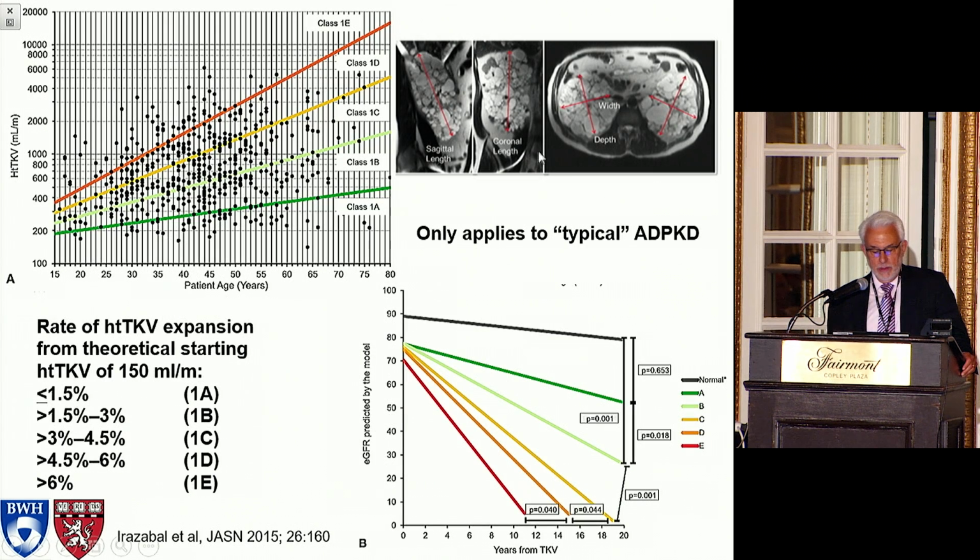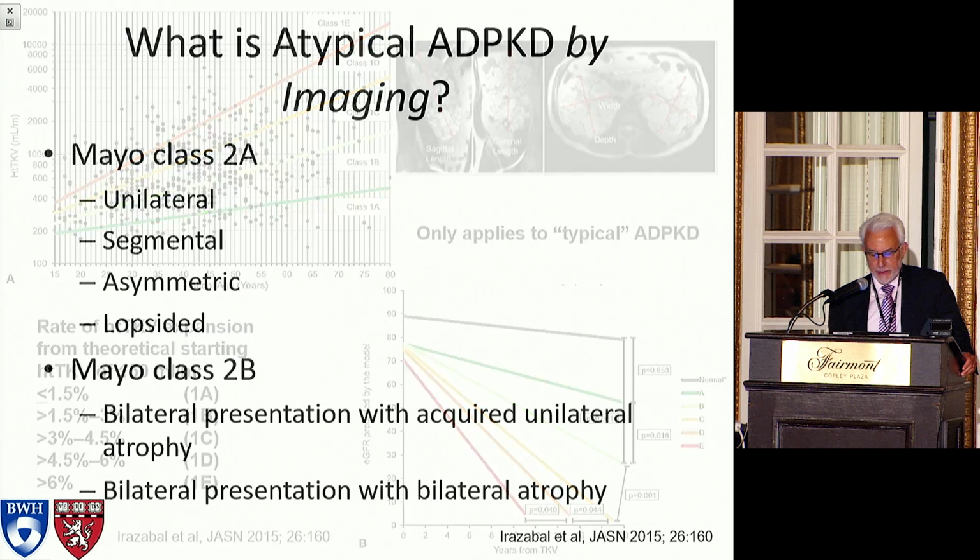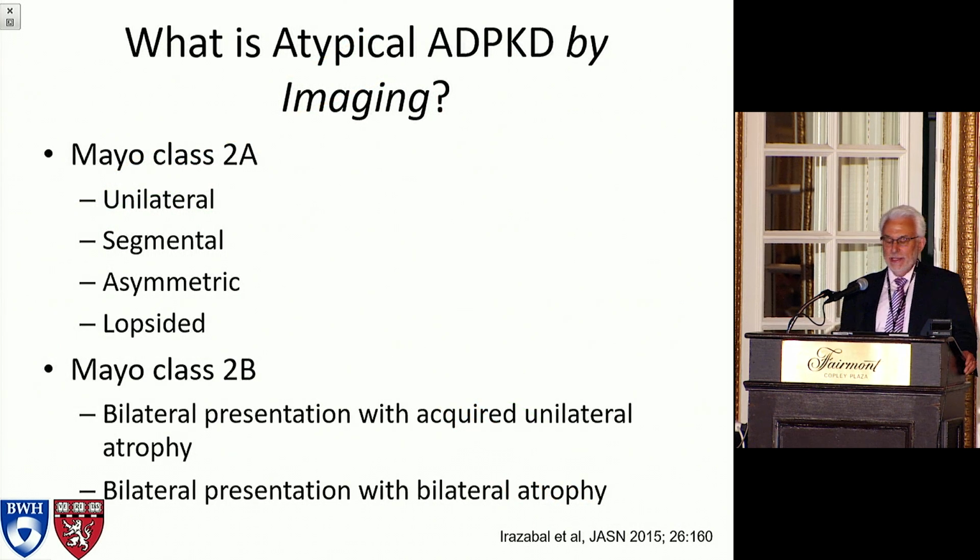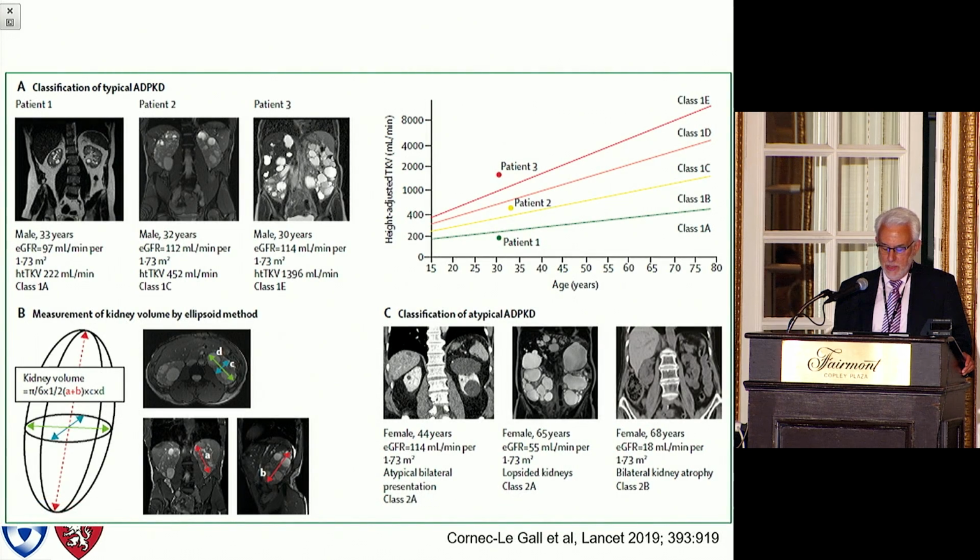So again, this is the Mayo imaging classification that I showed you earlier. 1C, 1D, and 1E represent rates of progression greater than 3% per year. And again, typical ADPKD has cysts scattered throughout both kidneys. So what is atypical ADPKD by imaging? Mayo Class 2A refers to funny cyst distributions: unilateral, segmental, asymmetric, lopsided. Mayo Class 2 is associated with atrophy of the kidneys.